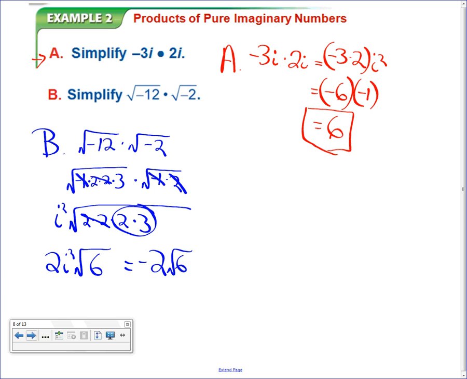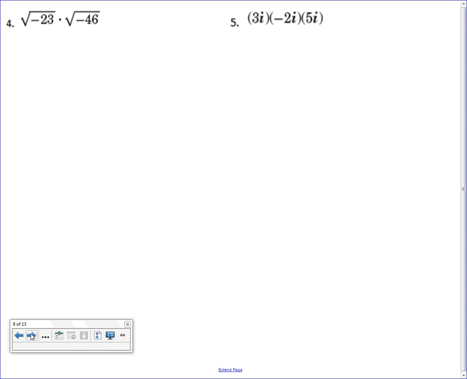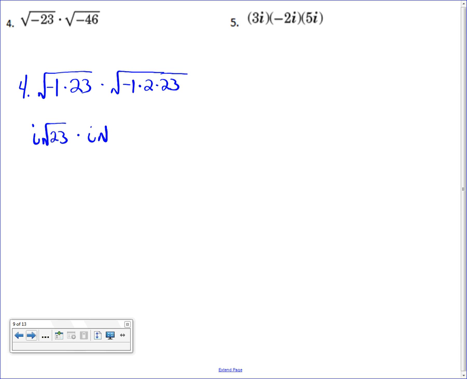Let's do a little bit of algebra now. Oh, hold it, we got to go back here. These are examples 4 and 5 from your paper. Let's take a look at the first one, number 4. The square root of negative 23 is negative 1, and 23 is a prime number. Now, the square root of negative 46 is negative 1, and 46 is 2 times 23. So when I do this, this is i root 23 times i root 2 times 23.